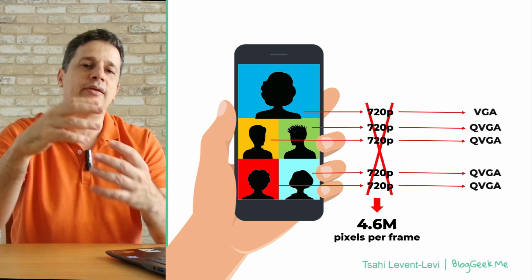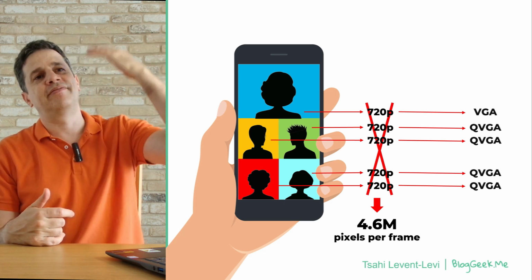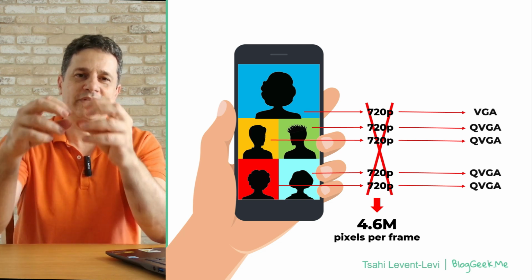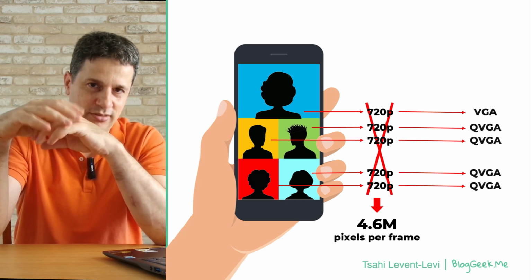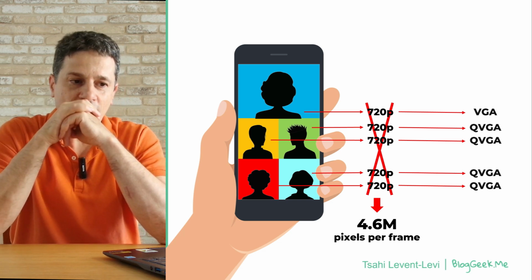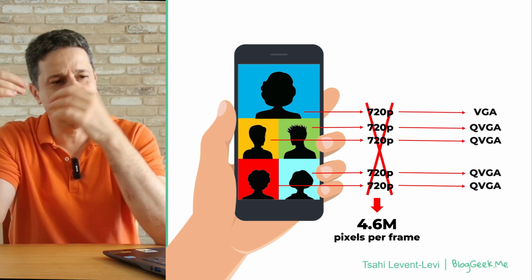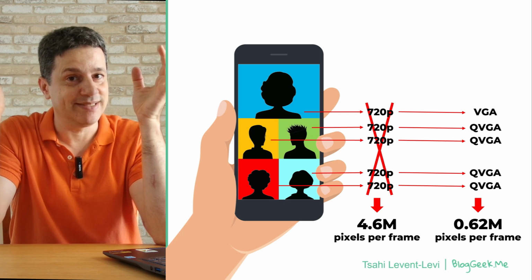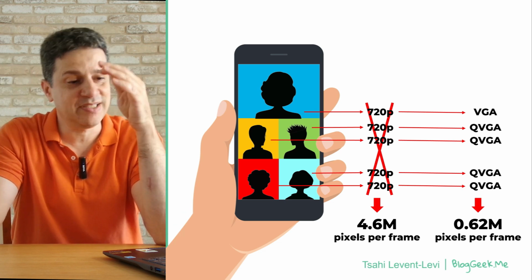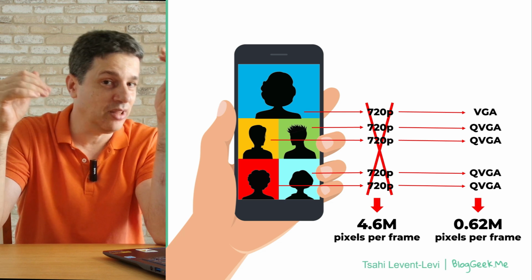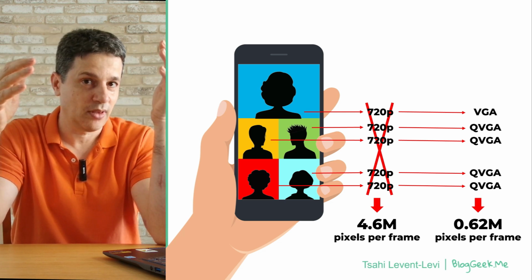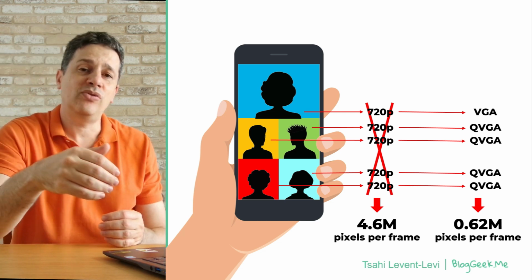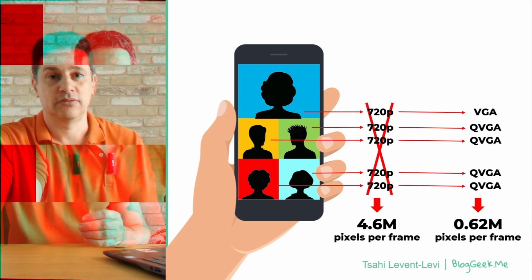At the end of the day, they're all watching the same video, and that video is an important one, and theirs are a bit less important, and they're even shown on the screen in smaller windows. So if we take 1 VGA and 4 QVGA streams, we get 0.62 megapixels. So instead of 4.6 million pixels, we now have 620,000 pixels per frame. So we went down by a factor of almost 10 just by doing that. And now it's even manageable on the device that we have.